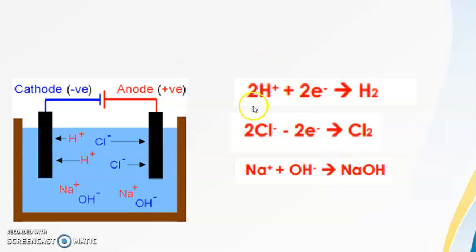Now the ionic equations are as follows. At the cathode, hydrogen ions are discharged to form hydrogen gas. At the anode, chloride ions are discharged to form chlorine gas. Sodium ions and hydroxide ions, which are left behind, react to form sodium hydroxide.